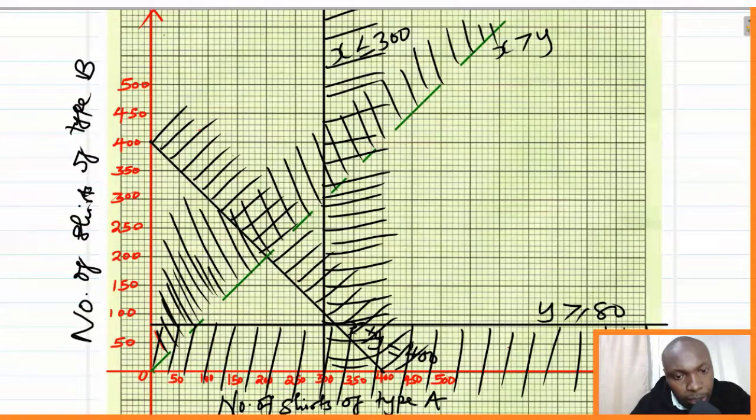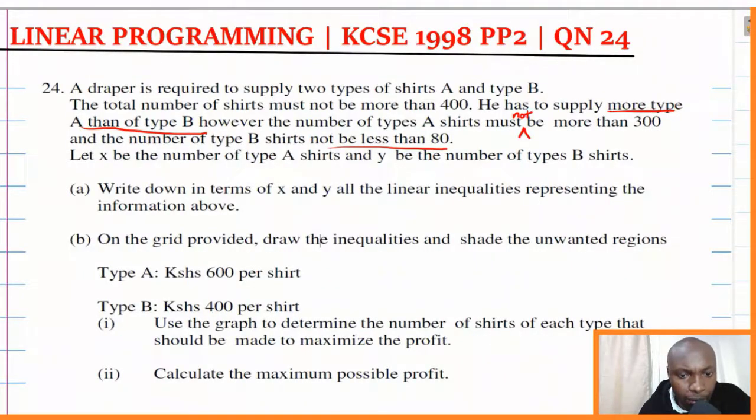Now after doing that, we remain with a region at the center there. That is called the feasible region, or the required region, and that is where we shall get the points that satisfy all these inequalities. Now we have drawn the inequalities and shaded all the unwanted regions. There's something that is given here. Type A costs 600 per shot, then type B 400. Use the graph to determine the number of shots for each type that should be made to maximize the profit.